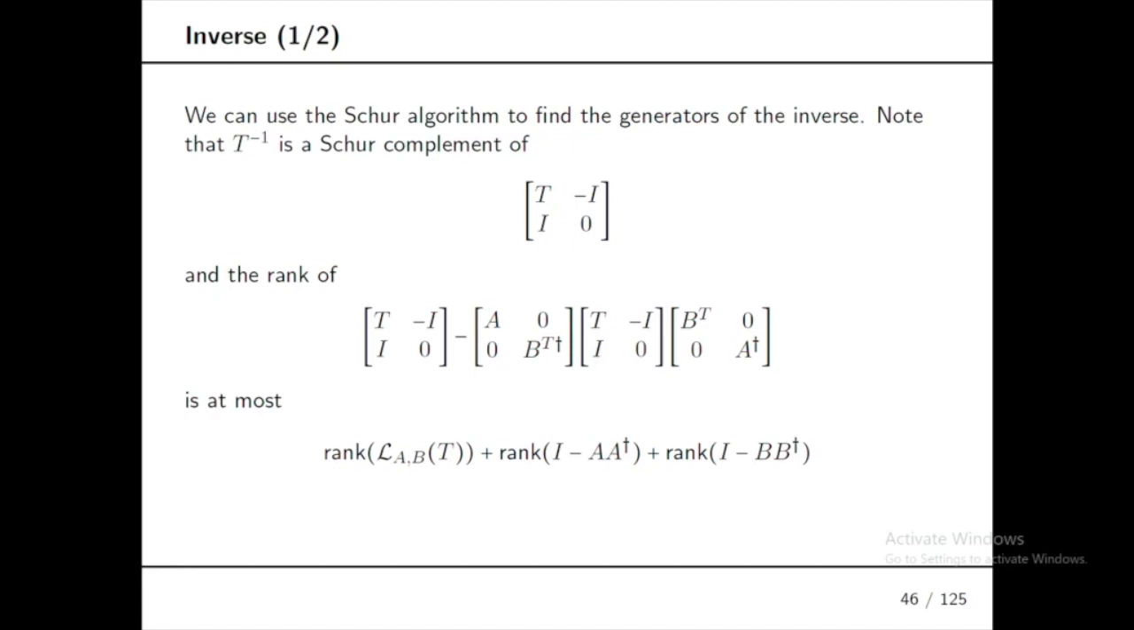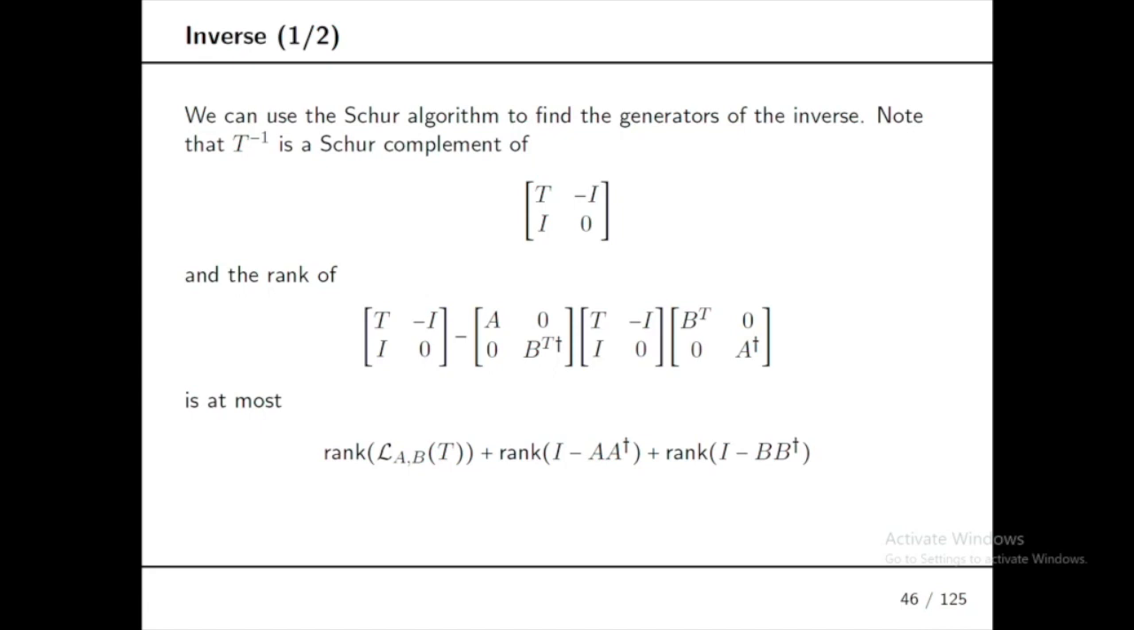So if that matrix had a displacement structure, I could use the Schur algorithm to find the generators of T inverse in n squared operations. All right, so the only question is, how do I find a displacement structure for that matrix over there? Right, and you can come up with some conjectures. So here's one I wrote down.